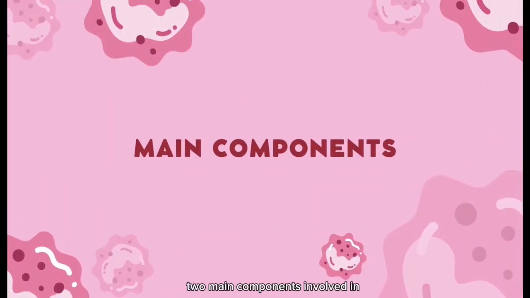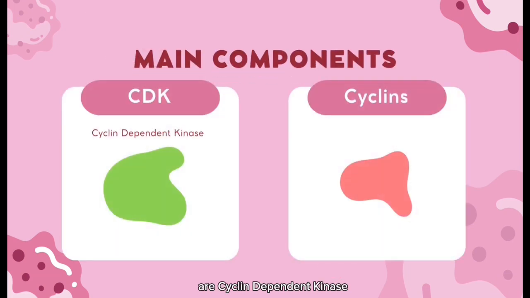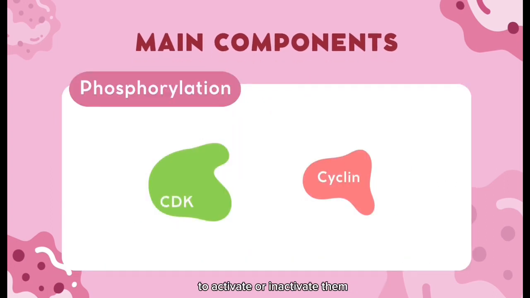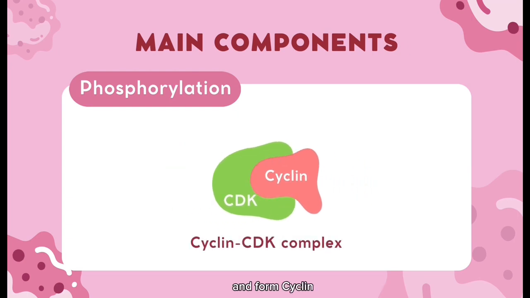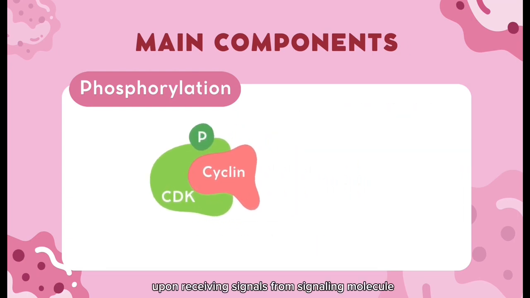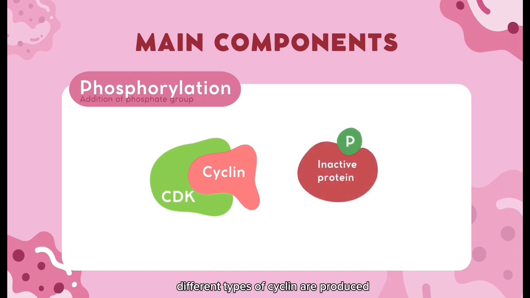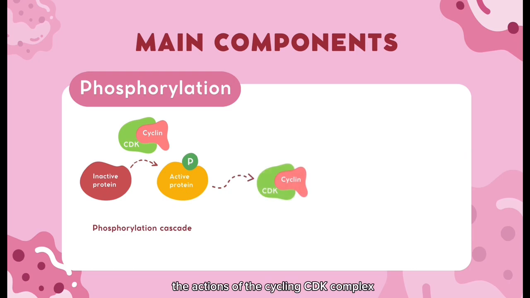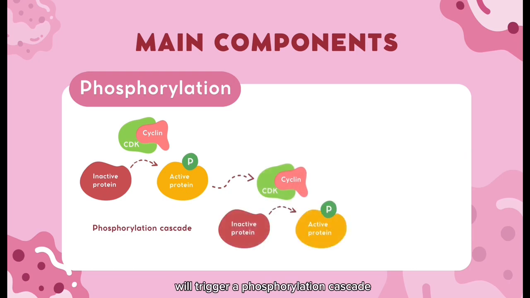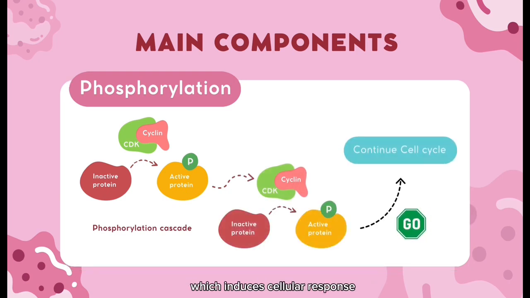Two main components involved in the cell cycle regulatory mechanism are cyclin-dependent kinases, CDK, and cyclins. CDKs are a type of enzyme that is responsible to phosphorylate other proteins in the cell to activate or inactivate them. Cyclins are a type of protein that will bind to CDKs to activate them and form a cyclin-CDK complex upon receiving signals from signaling molecules. Different types of cyclins are produced in different concentrations according to the checkpoints respectively. The actions of the cyclin-CDK complex will trigger a phosphorylation cascade, which induces a cellular response, and are also the green light for the cell to proceed with the cell cycle.